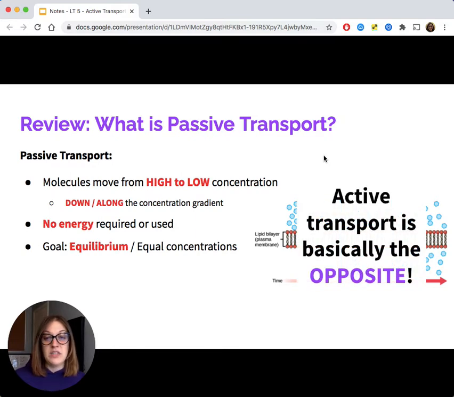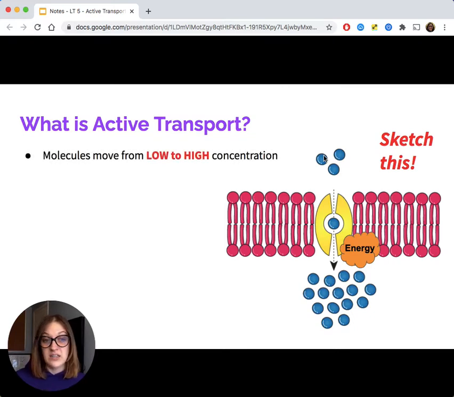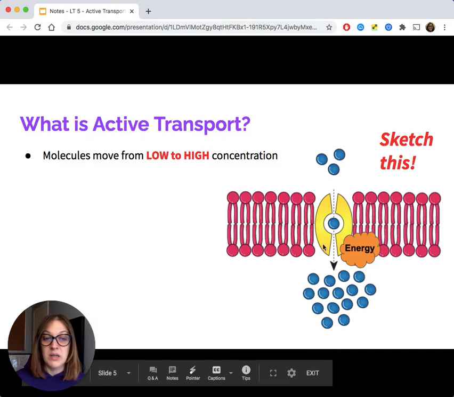Now, when we think about these descriptors, I want you to recognize that active transport is essentially the opposite of all of these. Active transport, in comparison, is when molecules move from low to high concentration. So if you take a look at this picture, I want you to draw a couple of balloons upside down and right side up, and then add a little channel here. And I want you to illustrate that we have maybe 1 to 3 molecules on this side of the membrane, and there's lots of molecules on the opposite side of the cell membrane.